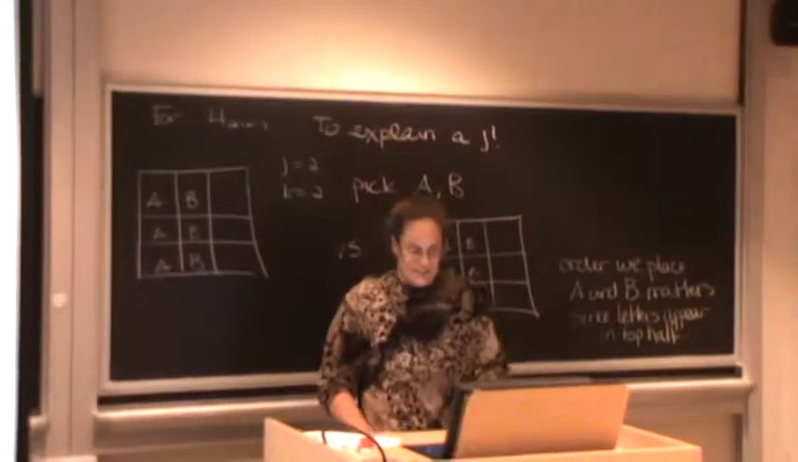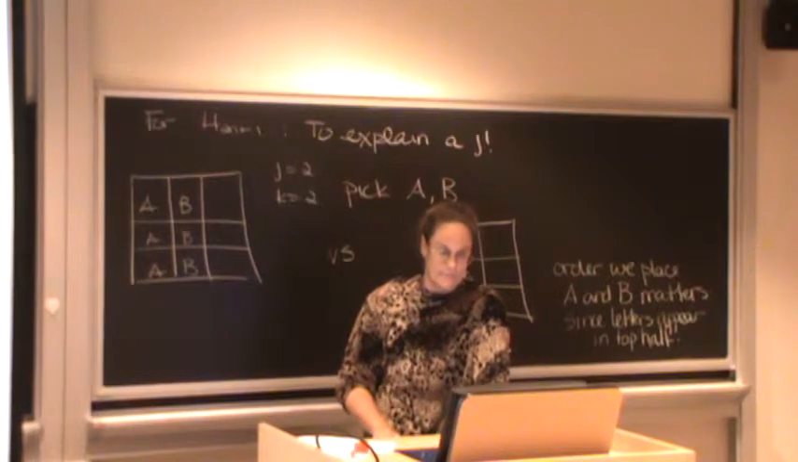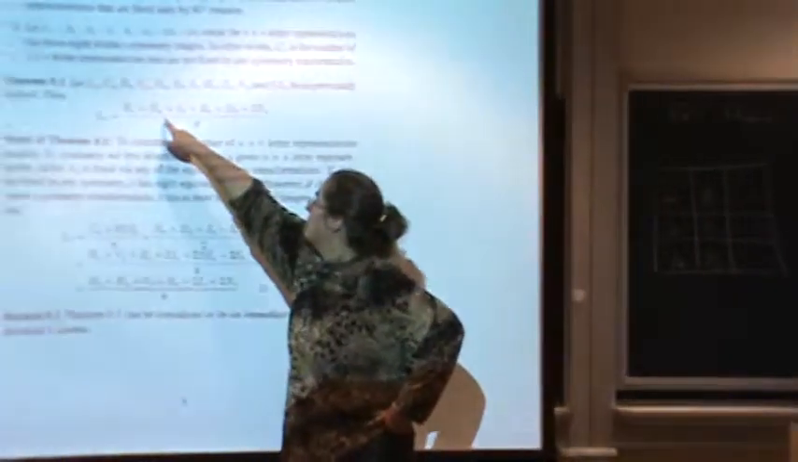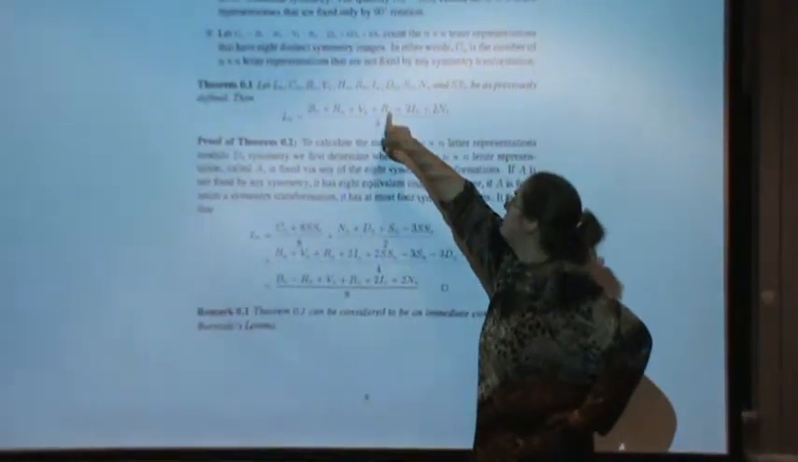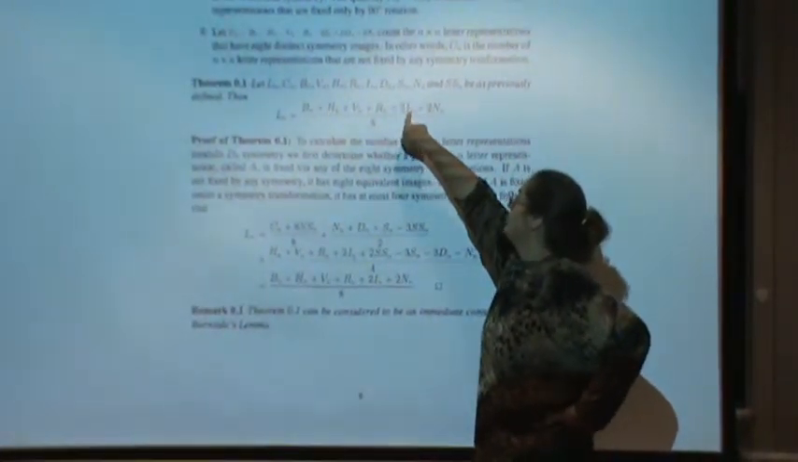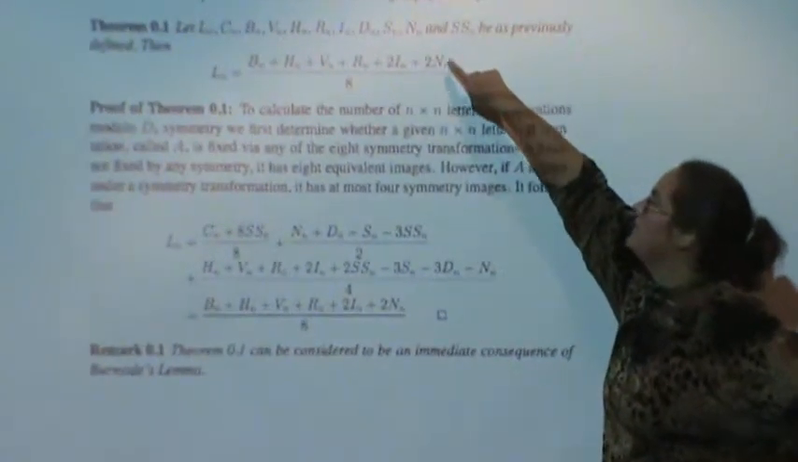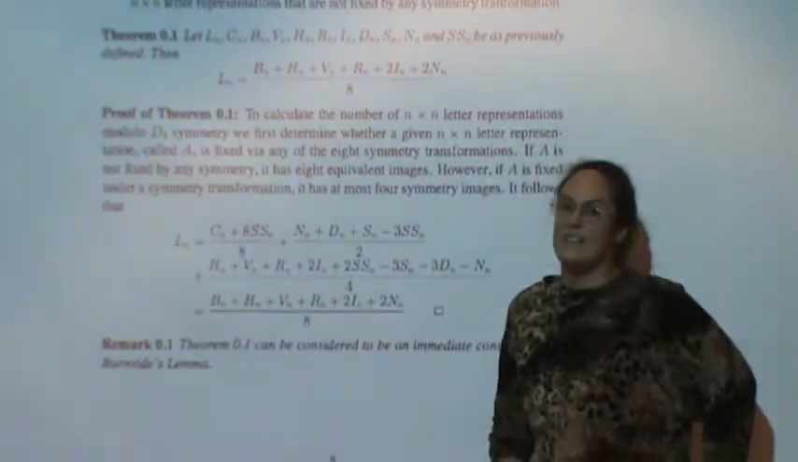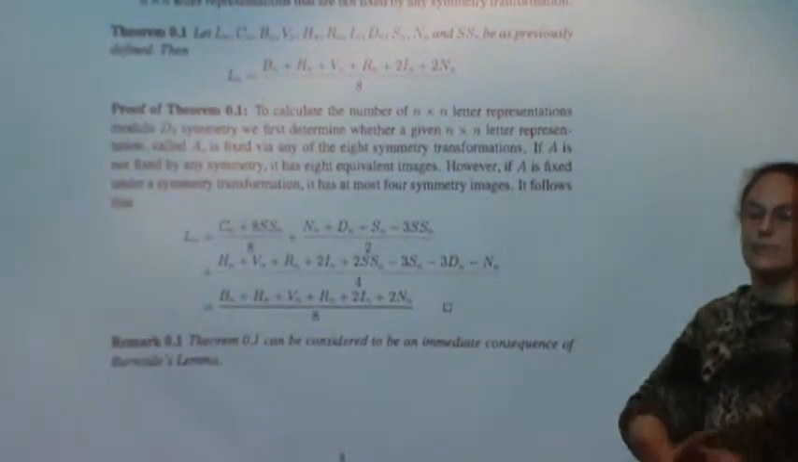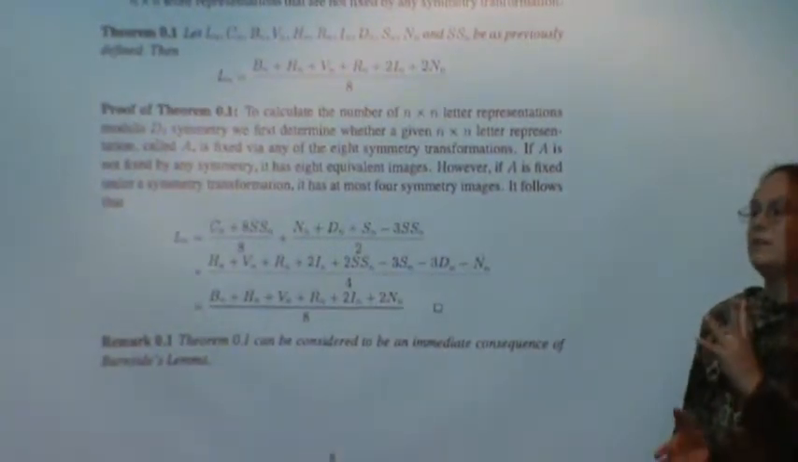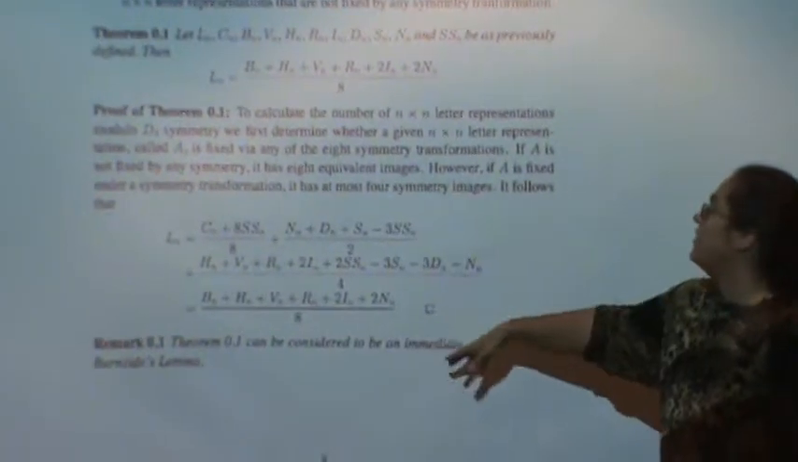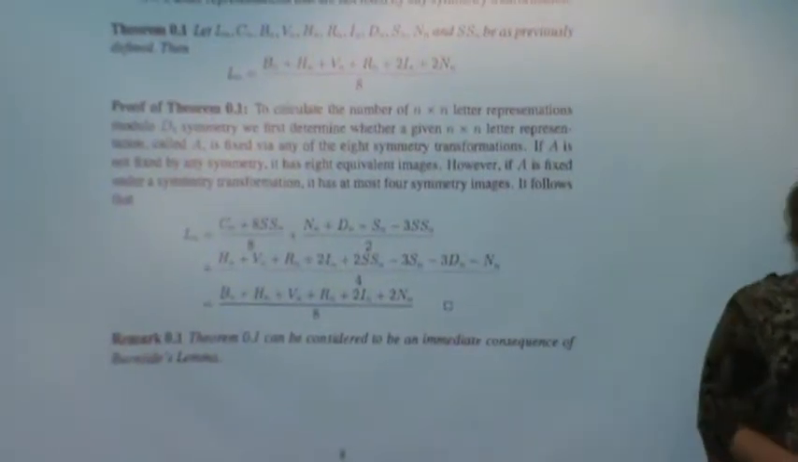So the whole upshot is if you get the generating functions for H, V, your horizontal, your vertical, your 180, your two diagonal reflections, and your 90-degree rotation, you basically can get how many letter representations there are. And that's really by Burnside's lemma. You're seeing what are fixed by these actions. And I should mention that Bn is the Bell number.